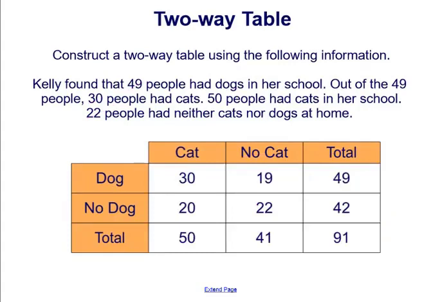Performing those calculations, here we have our two-way table. We have a total of 91 students participated in the survey. We have 30 students have both cats and dogs. We have 50 students that have cats with 20 that have no dogs. We have 19 students who have a dog with no cat and 49 total students that have dogs. We have 22 students that have no dog or no cat, and we have 42 total students with no dog and 41 students with no cat. So now we can use this information to calculate relative frequencies.